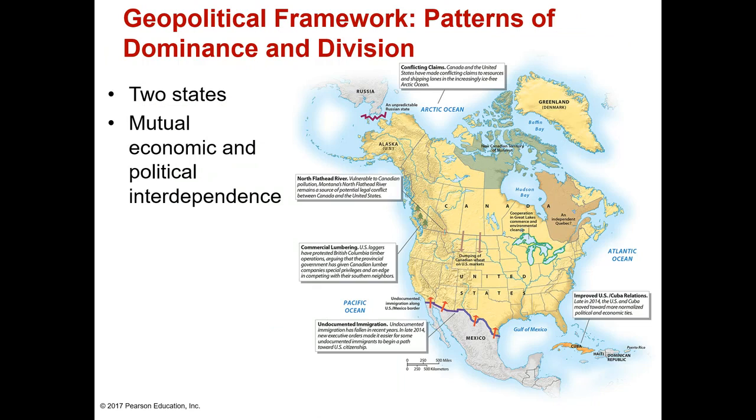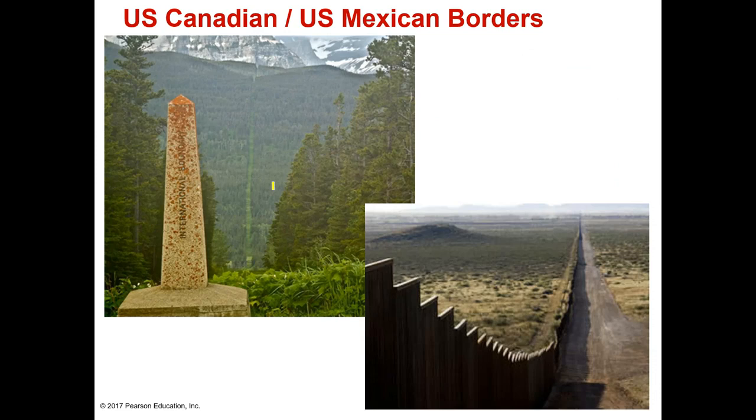So, geopolitical framework. These are some of the political issues affecting North America. Undocumented immigration, commercial lumbering is a major issue along the US-Canadian border. Environmental issues related to working with limited natural resources and water and rivers and so on. So you can read a little bit more in your book if you want more information on this, but these are some of the geopolitical issues facing North America, Canada, and the United States.